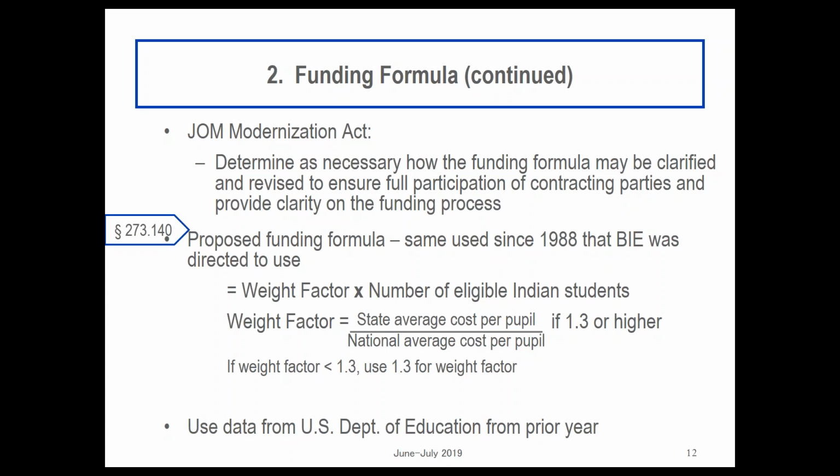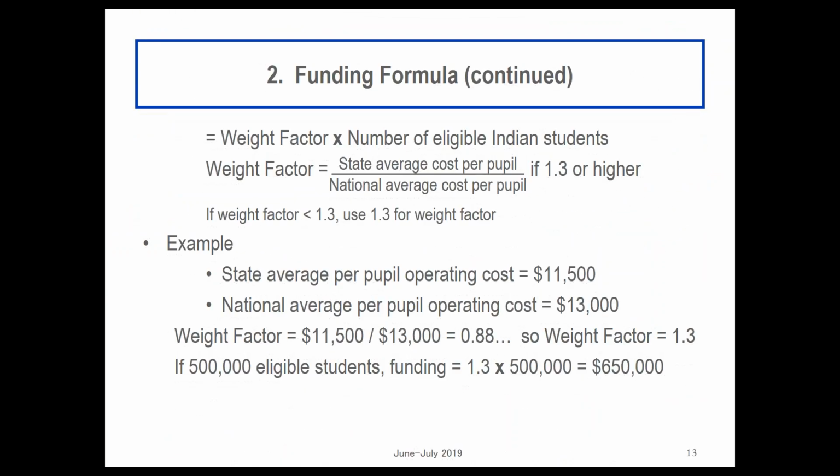Again, this data is from the U.S. Department of Education from prior year. And then on the next slide, it's going to plug in some numbers so that way you can see more clearly how it's being factored. So the weight factor times the number of eligible students, again, the weight state average over the national.